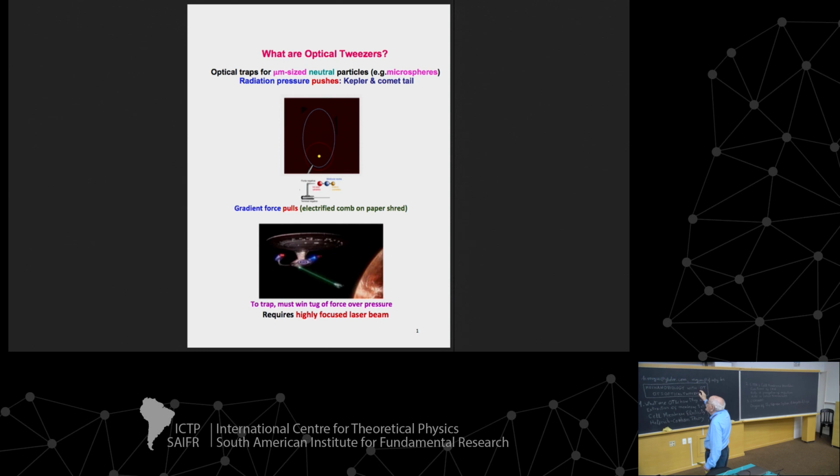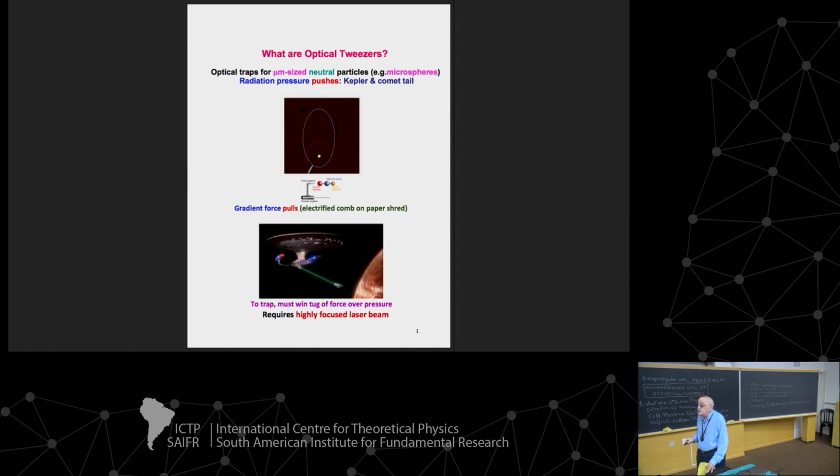However, the negative charge is closer to the point where the field is stronger, while the other positive charge, which is repelled, is further away. So there is a kind of tug of force here, and the end result is that this dipole is attracted to that sharp point. So that's the gradient force.